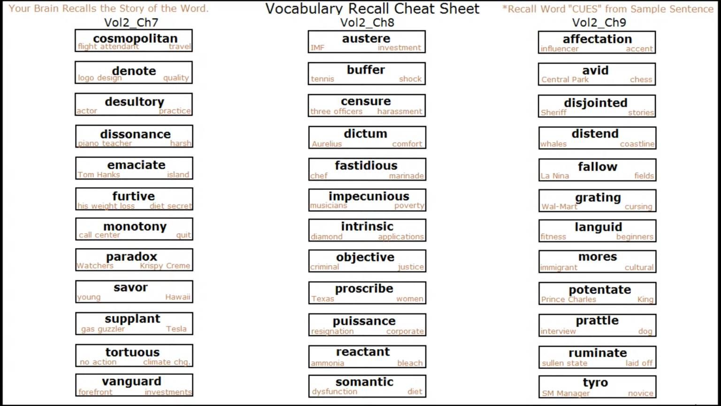Ruminate, sullen state or laid off were the cues, and that had to do with staying. That sample sentence had to do with staying, residing in a sullen state as a result of a layoff from your job, and that was ruminating in your mind, which just means staying in one, mostly a depressed situation, depressed mode as a result of an action.